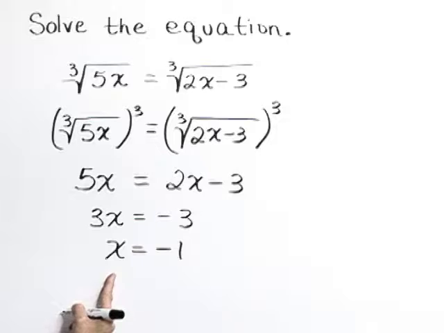Now, anytime that we use our power rule in solving equations and do things like raising both sides to the third power, that can possibly introduce answers that don't work in the original equation. So always check them.